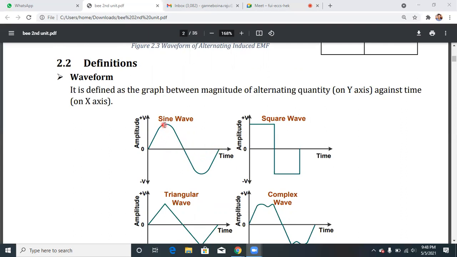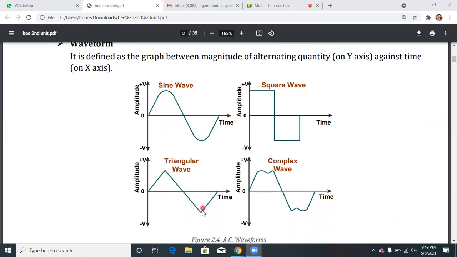One complete set of positive here, 0 here, and negative is called one cycle. Here also, one complete set of positive, 0, and negative. Here is also positive, 0, negative. This is called a cycle.